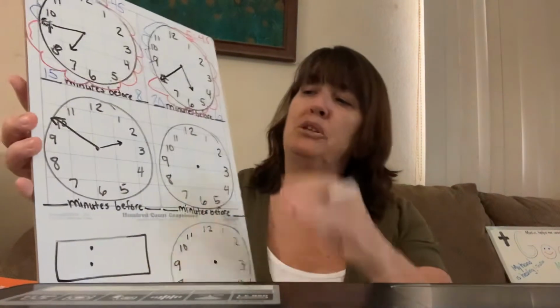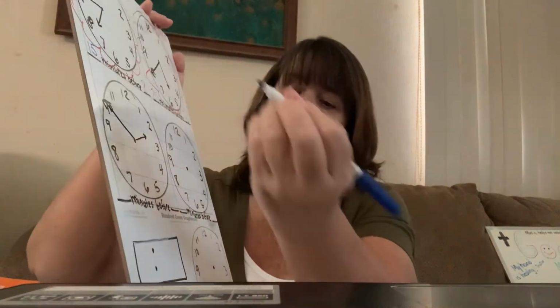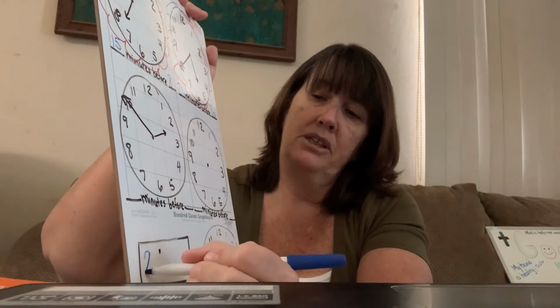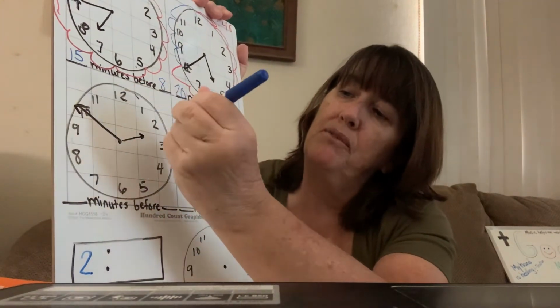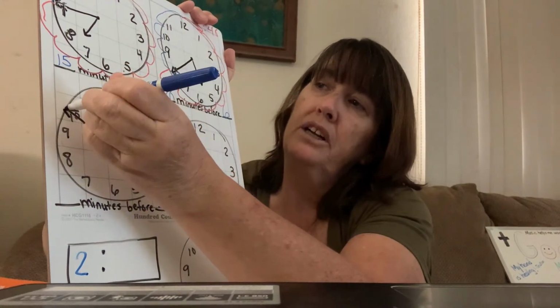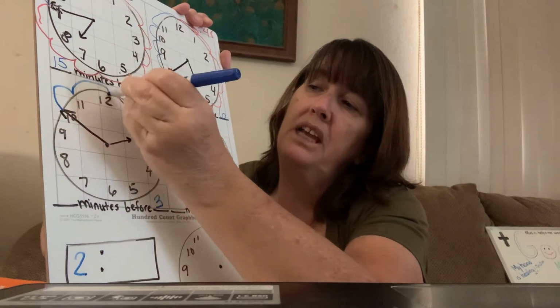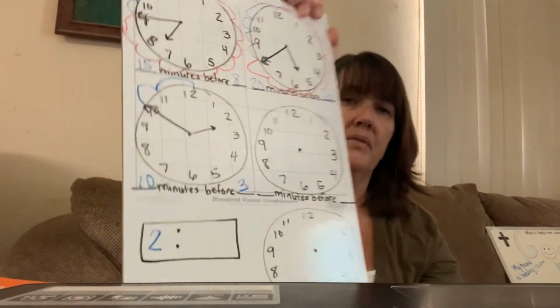Okay, let's do number 2 together on page 529. We have the minute hand, and the hour hand is between the 2 and the 3, so we're in the 2 o'clock hour. Okay, so we know that's going to be 2. And we're going to count how many minutes before 3. So we know we're going to the 3 o'clock hour. So we'll start here and we go 5, 10. So we have 10 minutes before 3.